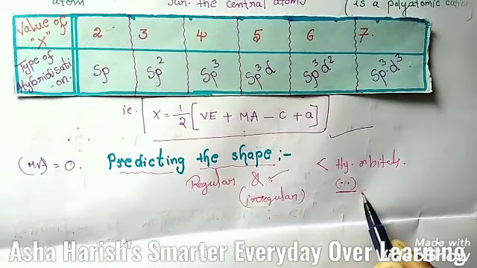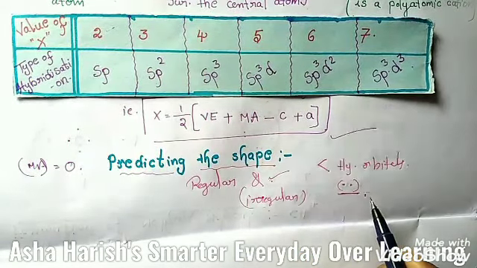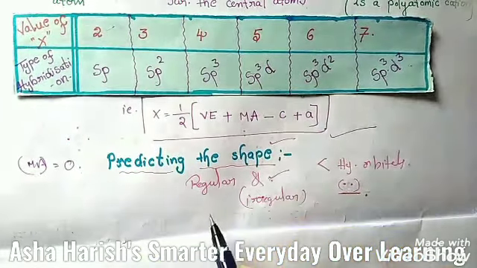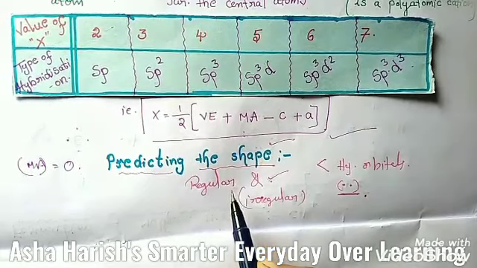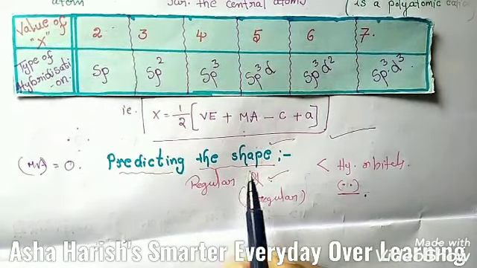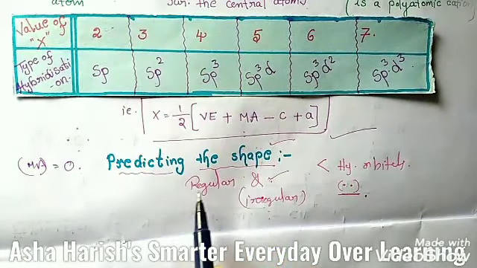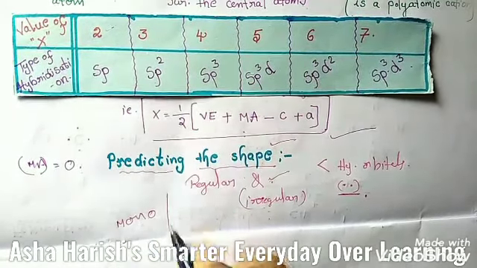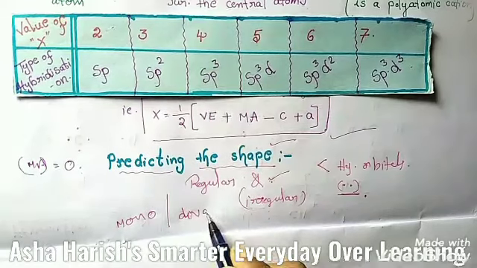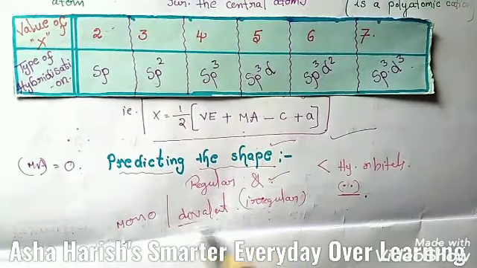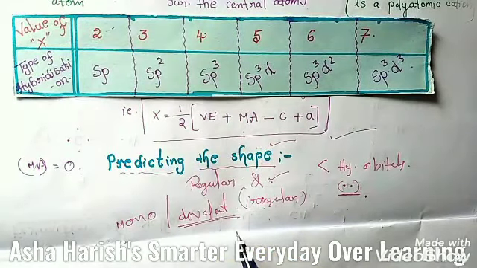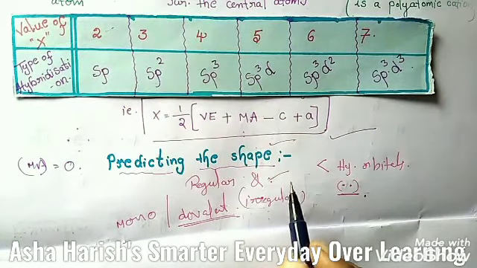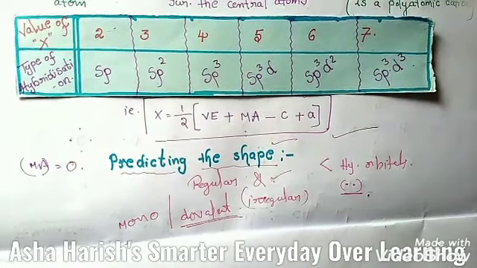Okay students, and in predicting the shape, only the number of atoms or groups are to be considered irrespective of the fact that they are monovalent or divalent. Let's see a few more examples to predict the hybridization of the central atom and shape of the molecule or ion. Let's see.